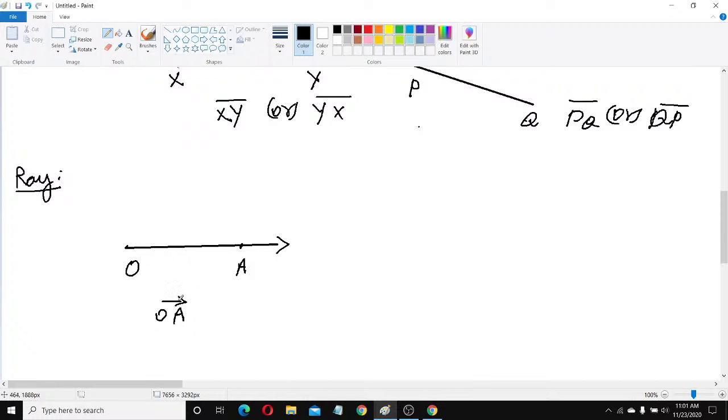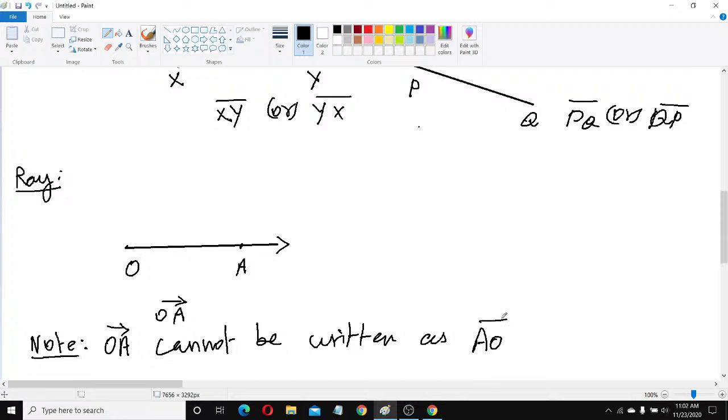So OA ray. OA ray cannot be written as AO ray. If you write AO ray, A will become the initial point. But here which is initial point of the ray? O is the initial point. So A cannot be initial point of this ray, children. A is lying on the ray. So OA ray cannot be written as AO ray. It is a very important point, children. When you are naming the ray, first you should use the initial point.